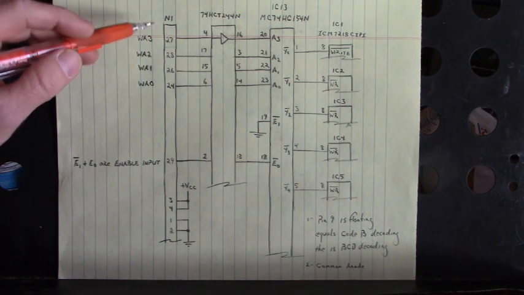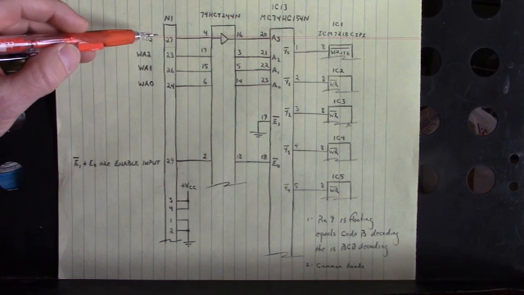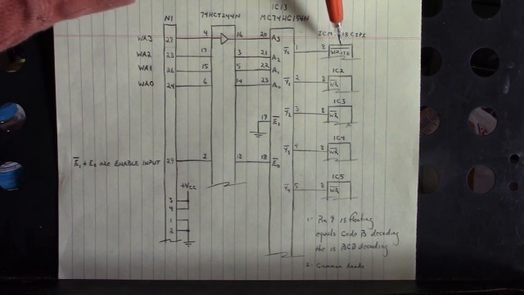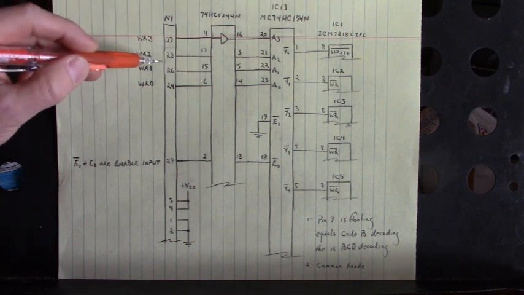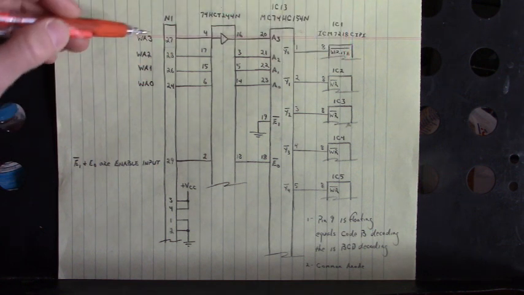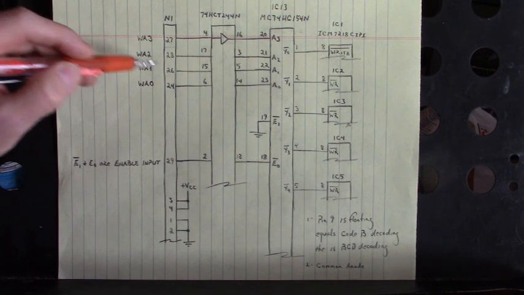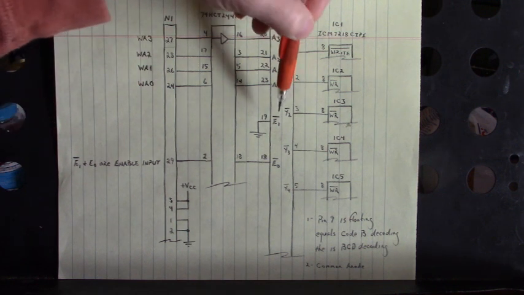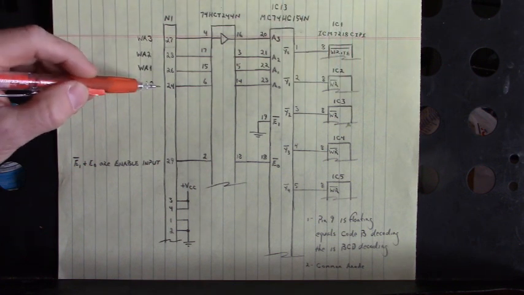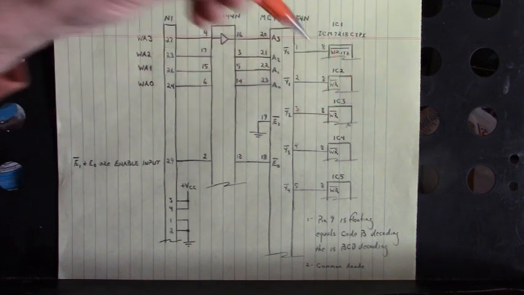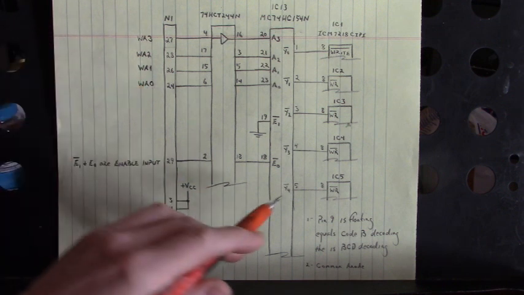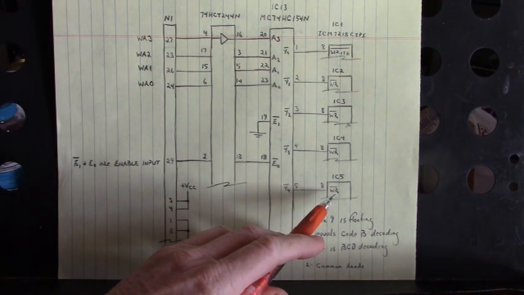So here, let's go through the sequence. We have 0000 for this IC. We have 0001 for this IC. We have 0010 for this IC. 0011 for this IC. And 0100 to write to this IC right here.